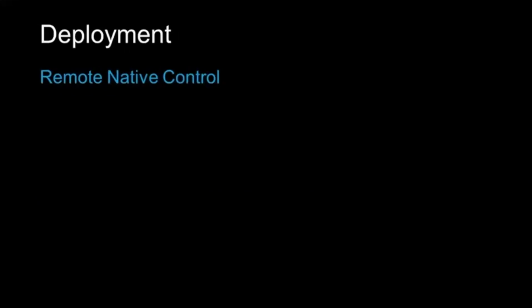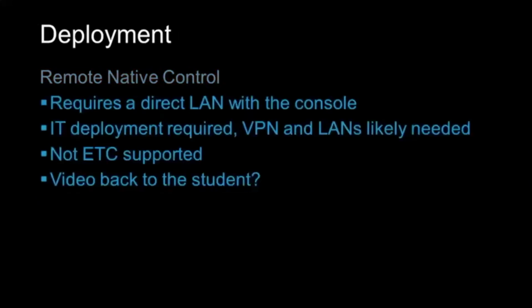The last section is the deployment under native control. This is highly complicated. This usually requires an IT deployment. And basically what it requires is creating a virtual network through the internet that is the same as all the components connected via copper in the same theater. You need to deploy things like VPNs and LANs or VLANs in order to get this to function.